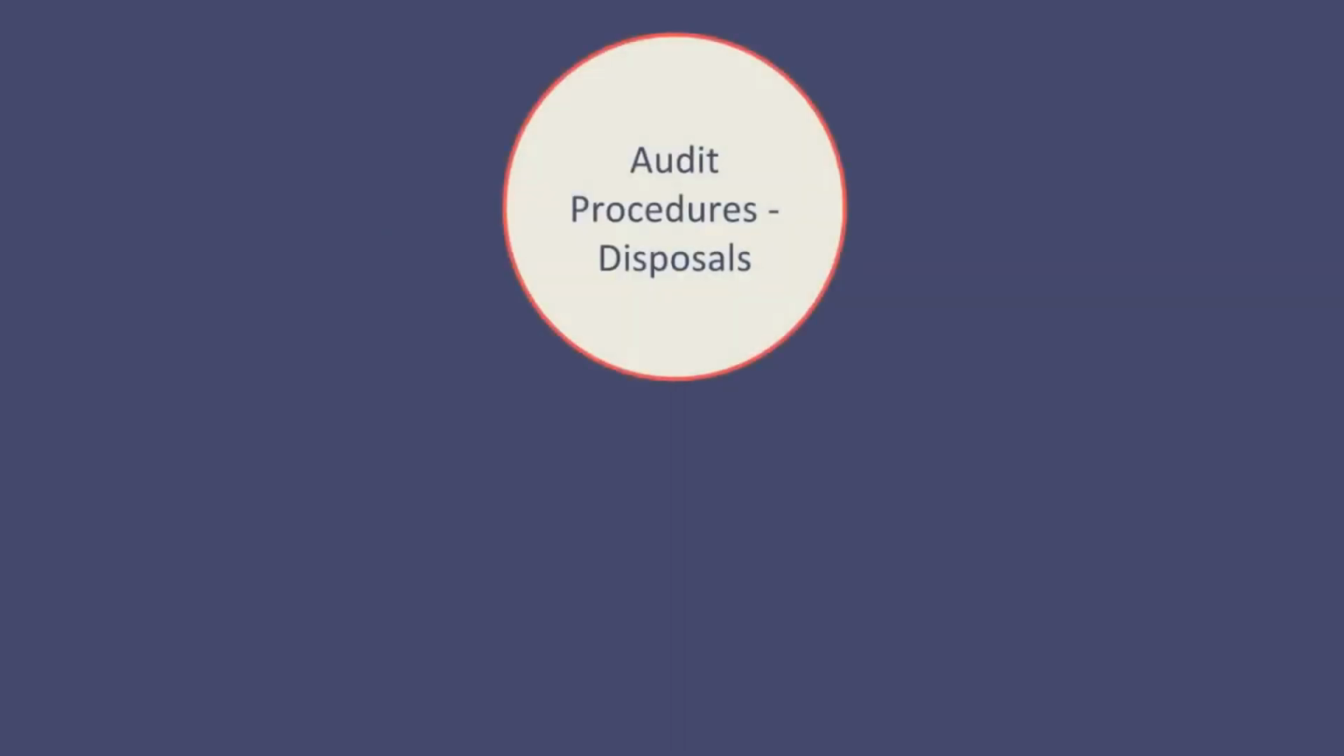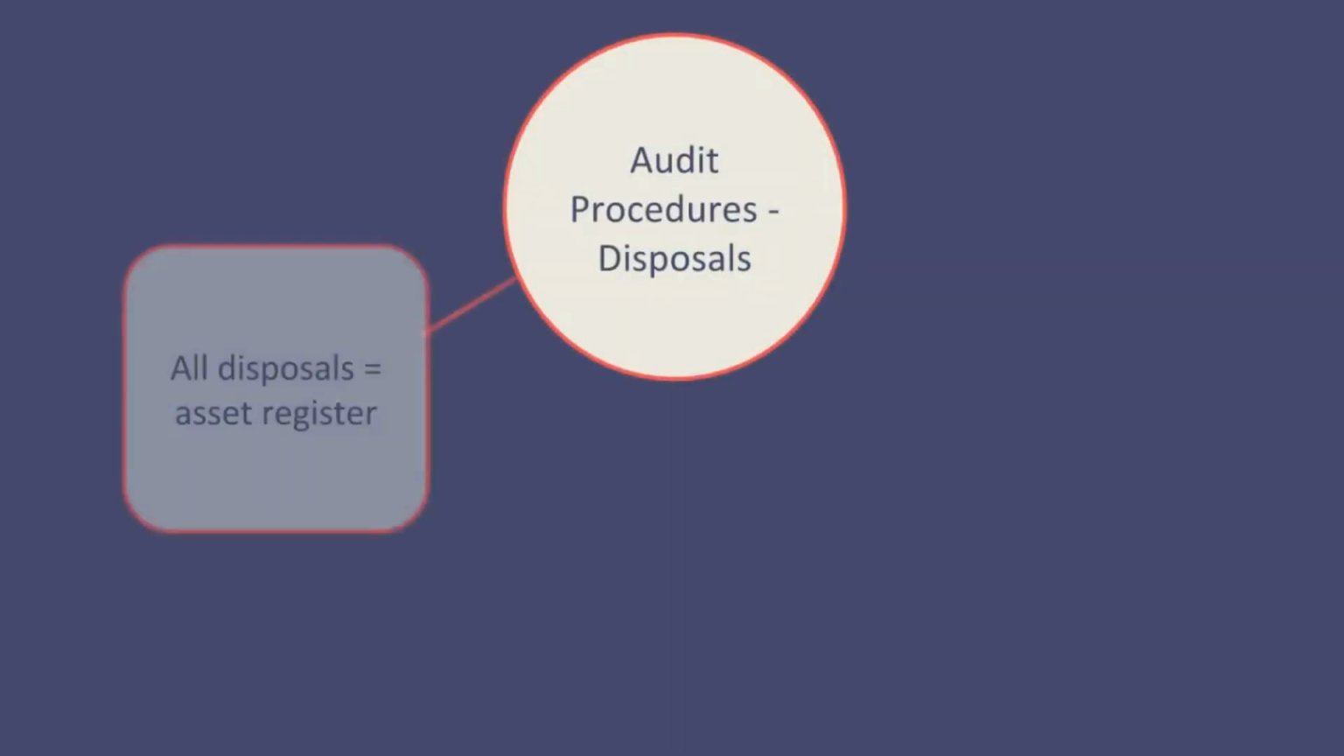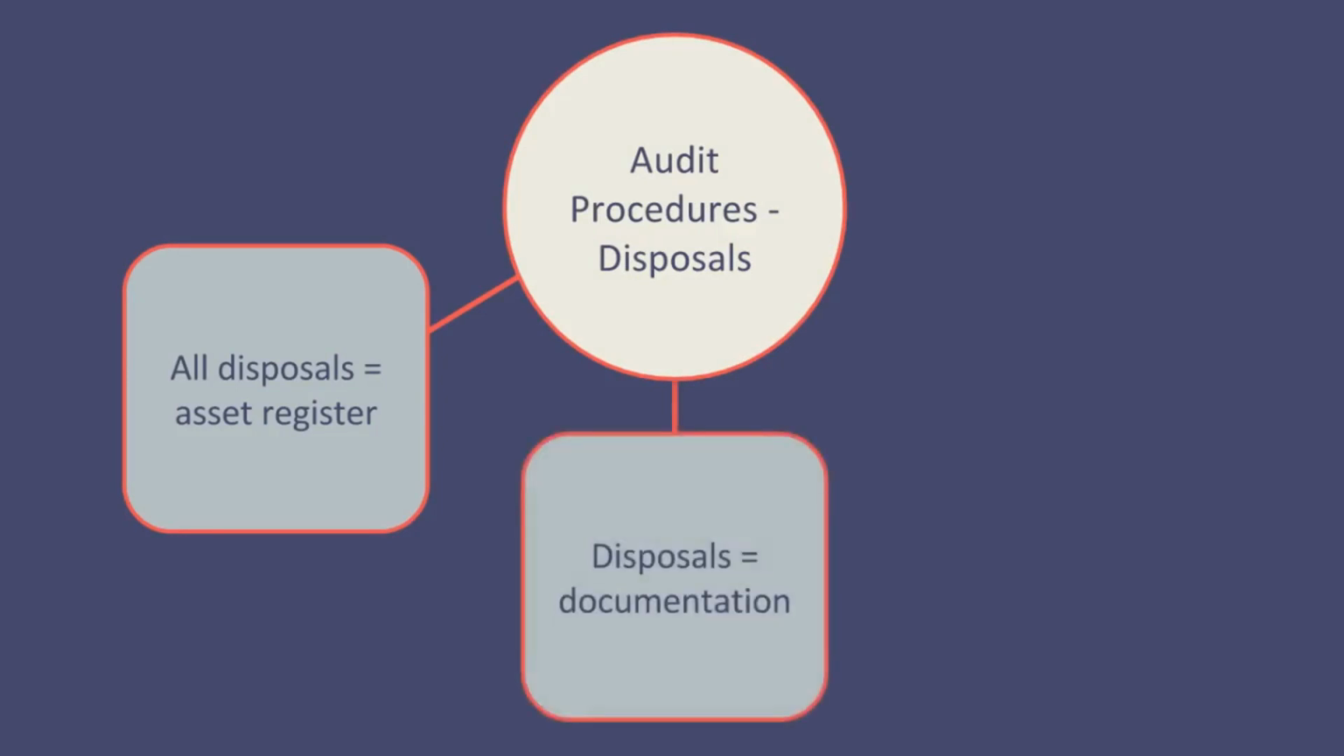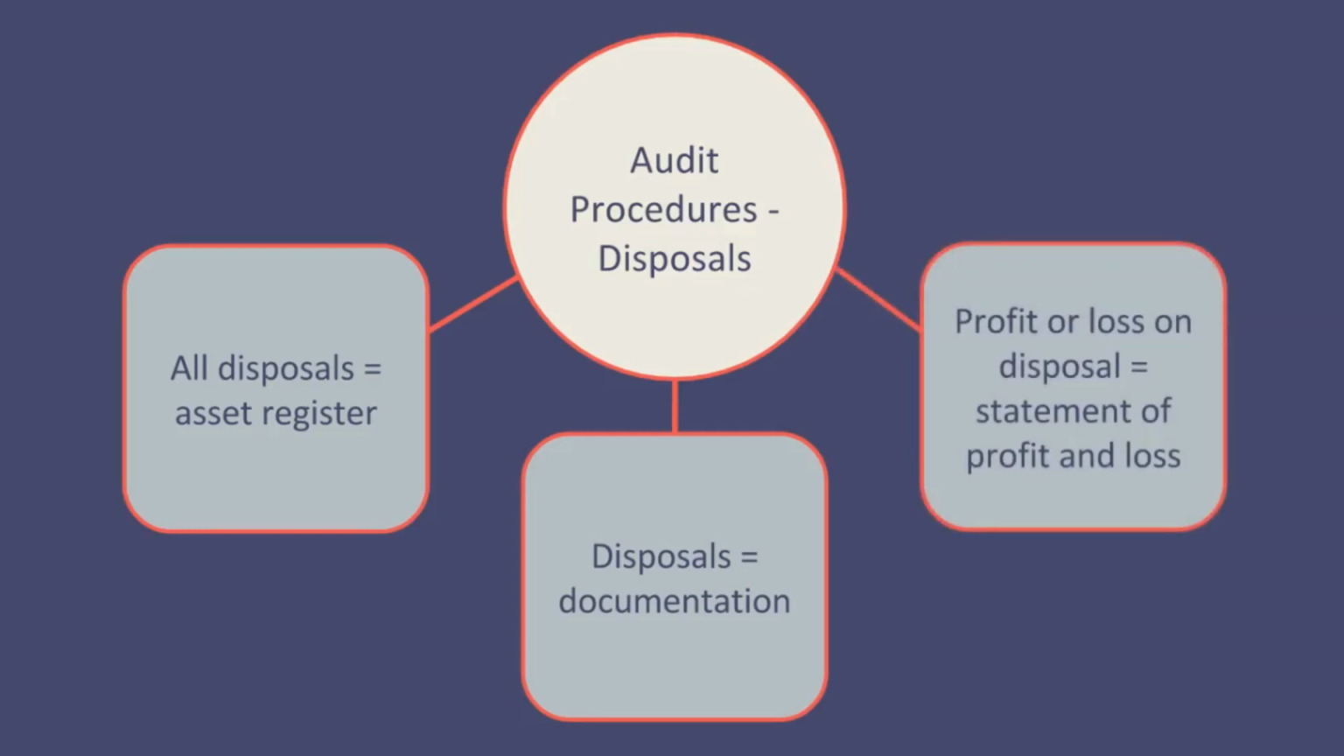For disposals in the year, the auditor should obtain a list of all disposals of assets made in the year and agree to the asset register to ensure that they have now been removed. They can agree disposals to documentation, for example sales receipts and bank statements, to prove that they were disposed of, and review the profit or loss on disposal and agree with what has been recorded in the statement of profit and loss. These verify existence and accuracy.